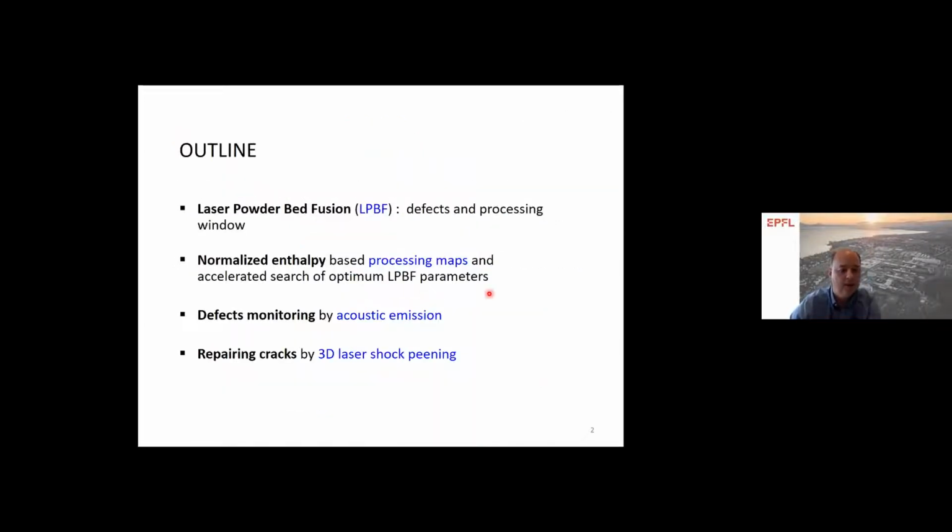And here is the outline. So first, I'll talk a little bit about the defects of interest and how we usually define processing window in laser powder bed fusion. Then I will go on a particular type of processing map, which uses the concept of normalized enthalpy, and show that this is quite convenient if you want, for example, to have an accelerated search of optimum processing parameters. For example, if you identify that for one material, how you can jump quite quickly to another material, remaining on the same machine.